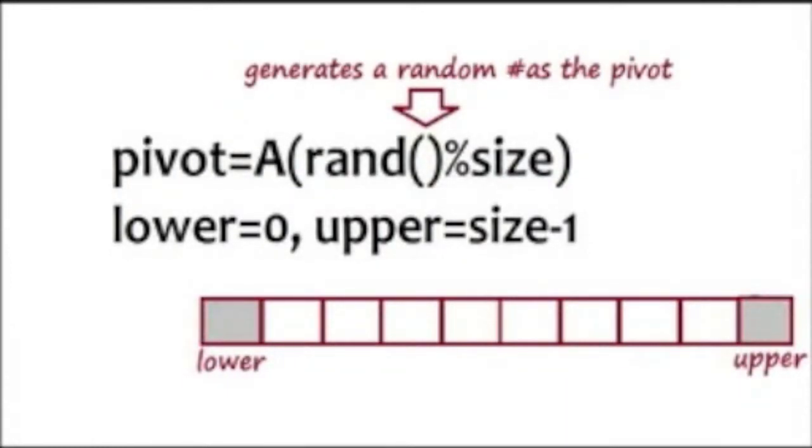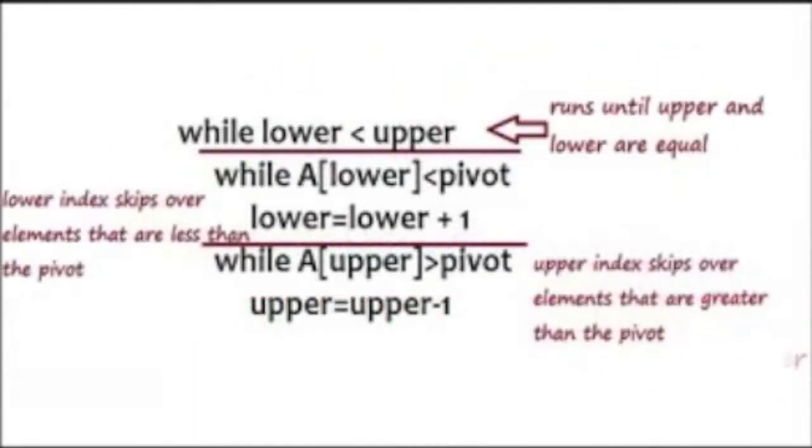After generating the pivot, we set a lower and upper index to the least and greatest indices in the array, which you can see pictured as the two gray boxes. The major component of the pseudocode is the while loop, which runs until the upper and lower indexes are equal. It ultimately separates the array into the two partitions of being lower or greater than the pivot.